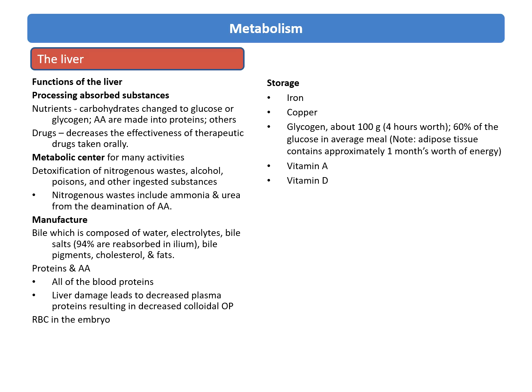The liver is also a storage organ. It stores iron and copper, glycogen. It has about 100 grams of glycogen, which amounts to about 4 hours worth under maximum use. 60% of the glucose in an average meal is transformed into glycogen. Adipose tissue, notice, contains approximately 1 month's worth of energy. Vitamin A and vitamin D are two other forms that are stored in the liver.